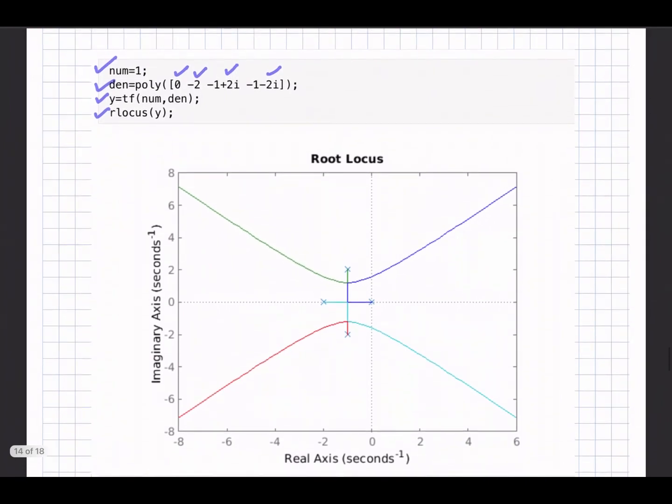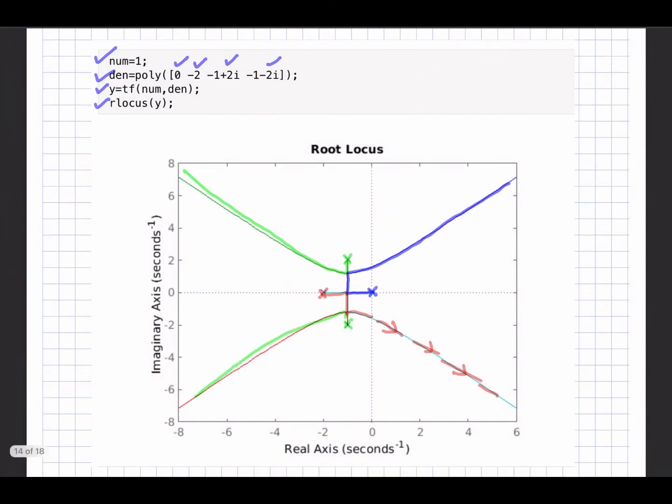Here you can see the pole which was sitting over here is traveling like this with the variation of the gain k, and this pole is traveling like this with the variation of the gain k. This pole is going to travel like this, and similarly this is going to travel like this. MATLAB gives you the root locus in no time, but you must have a detailed understanding of how you can sketch these root loci.